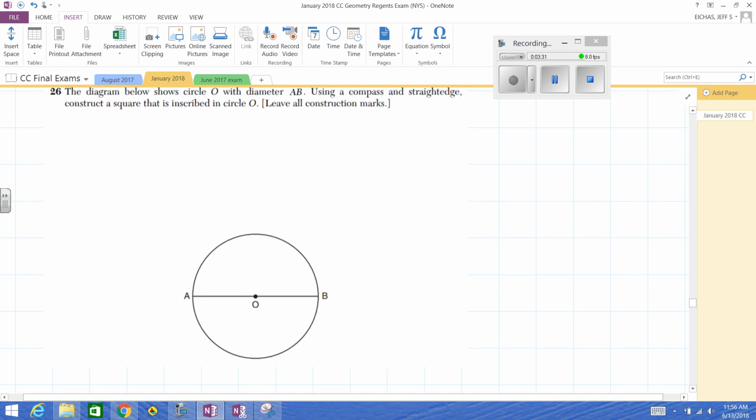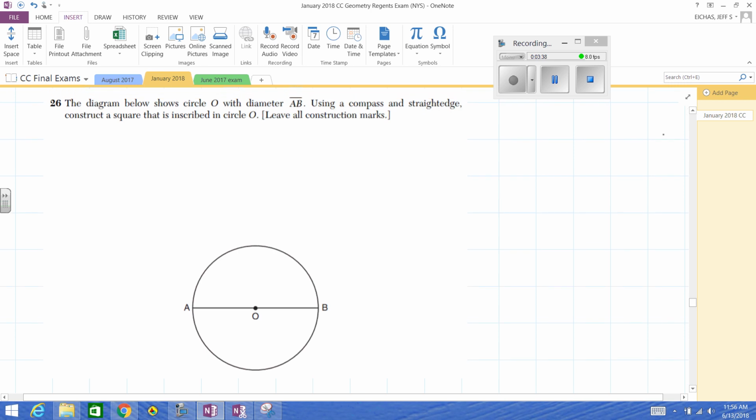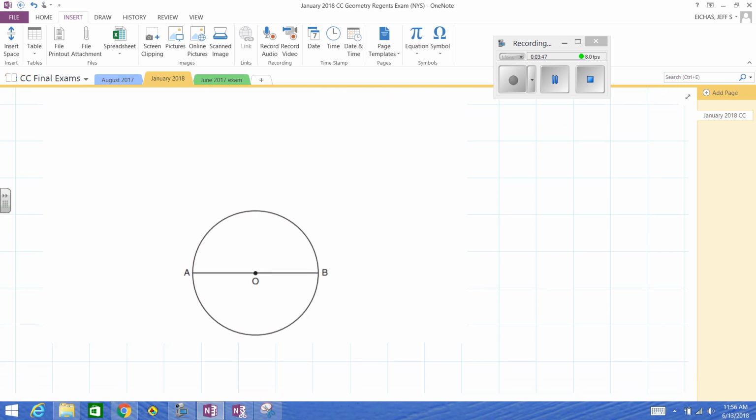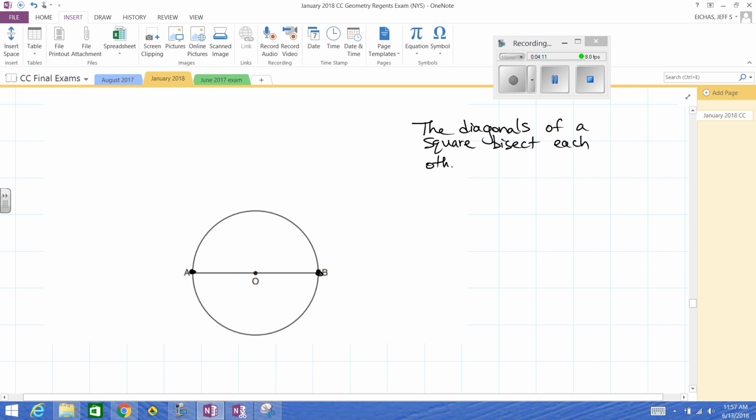So, constructing a square that's inscribed in the circle, I'm going to explain it quickly, then I'm going to go over to Geometer's Sketchpad because I can't really show you the right way on this setup. I don't have a way to use my compass tool or anything. What I would do first is, usually they don't give us a diameter, but they did here, so let's use it. Basically we're going to use the diagonals of a square, which bisect each other, are congruent and perpendicular.